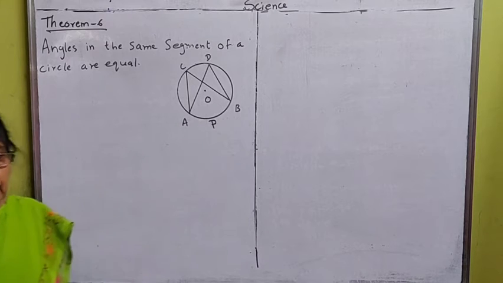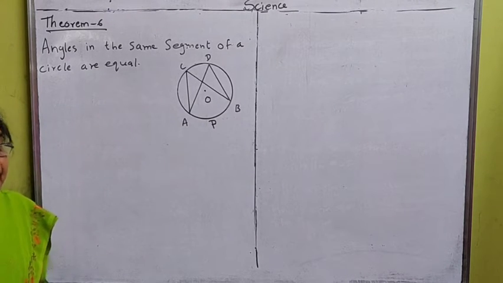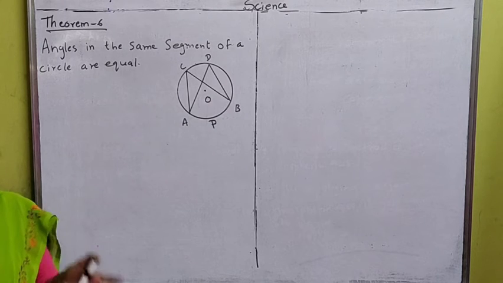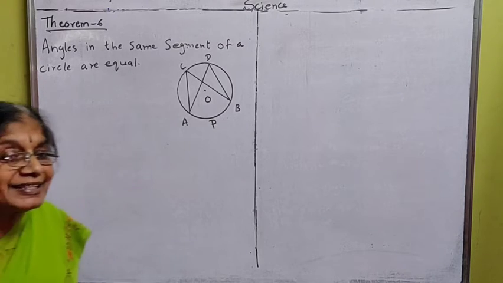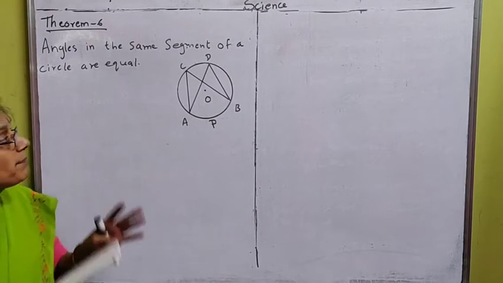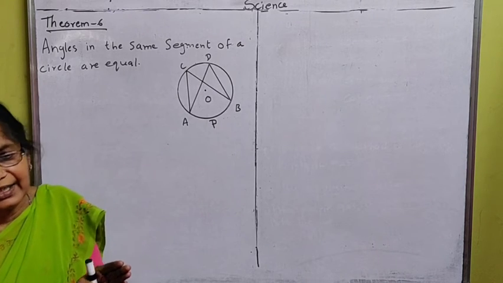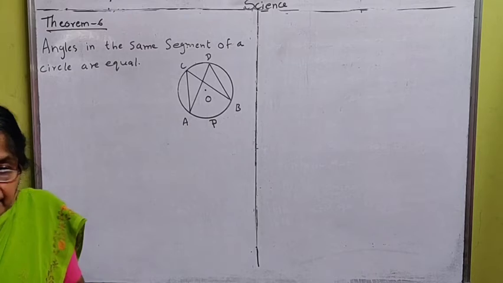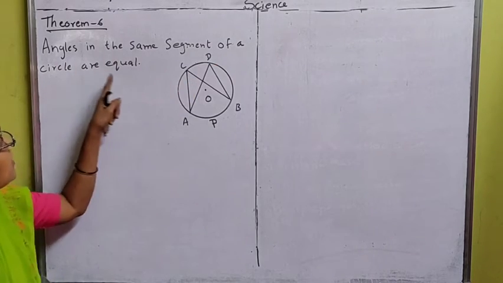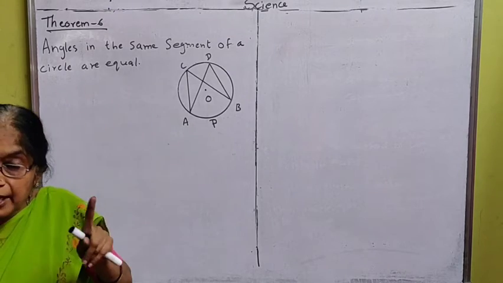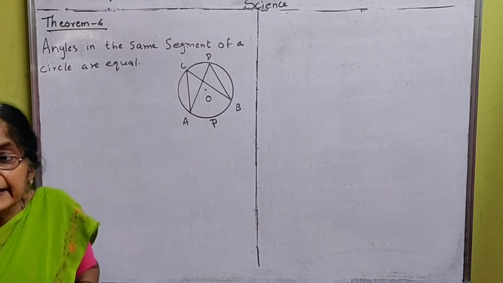Good afternoon. Today we will see circle theorem 6. What does theorem 6 say? When I was explaining the basic terms, I told you what a segment is. The region bounded between a chord and the arc is called a segment. So what we have to prove is that angles in the same segment of a circle are equal.